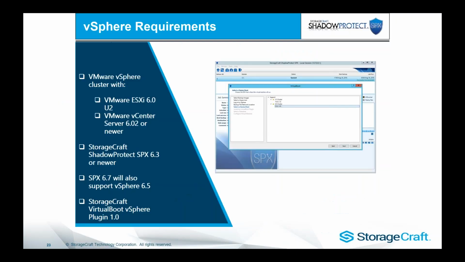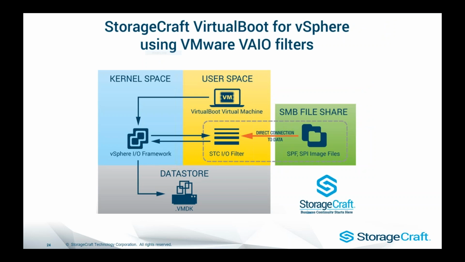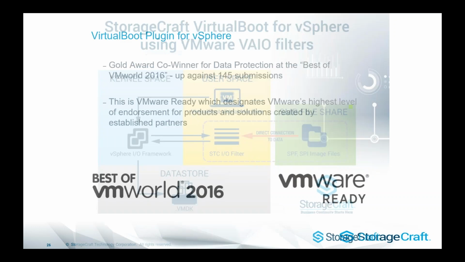Sorry about that. So with vSphere, it requires 6.0 update 2 or newer. We're supporting all the way up to 6.5, the current release, and it injects a free plugin into vSphere to perform that. Again, as I talked about, we're using an IO filter built into vSphere, VIO filters, that talks directly to our backups over SMB. So this is a one-to-one relationship for rapid recovery into vSphere.